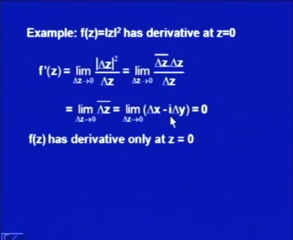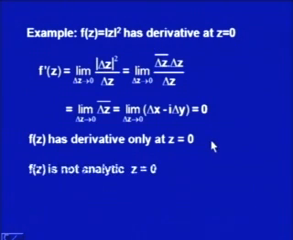This is independent of path, whatever path we choose for Δz tending to 0, this limit will be 0. So, we can say that f(z) has a derivative only at z = 0. This will happen only for z = 0, but at no other point, and we say this function has a derivative at z = 0, but it is not analytic at z = 0.